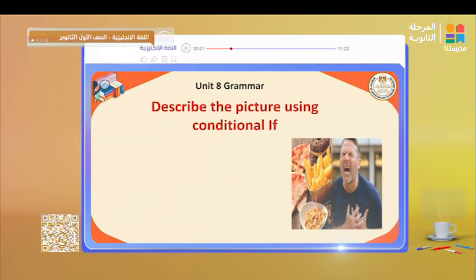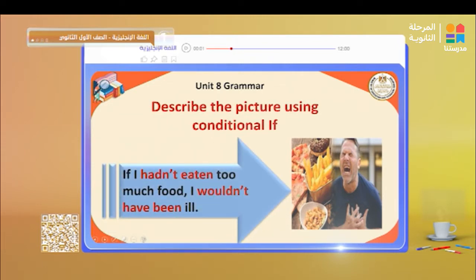So the two actions are in the past. So we can say here, if I hadn't eaten too much food, yes? If I hadn't eaten too much food, I wouldn't have been ill. So it means that he ate too much fast food and he became ill. So here we use the third conditional. It means that he regretted. He was sorry that he had eaten that much food and that he became too ill.